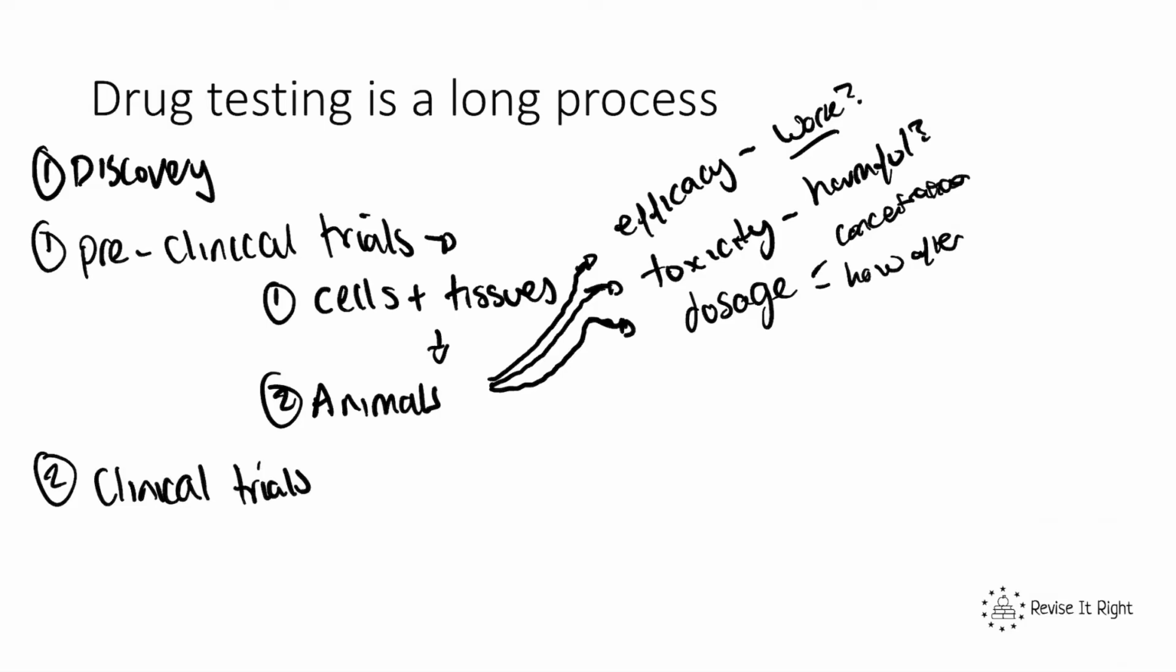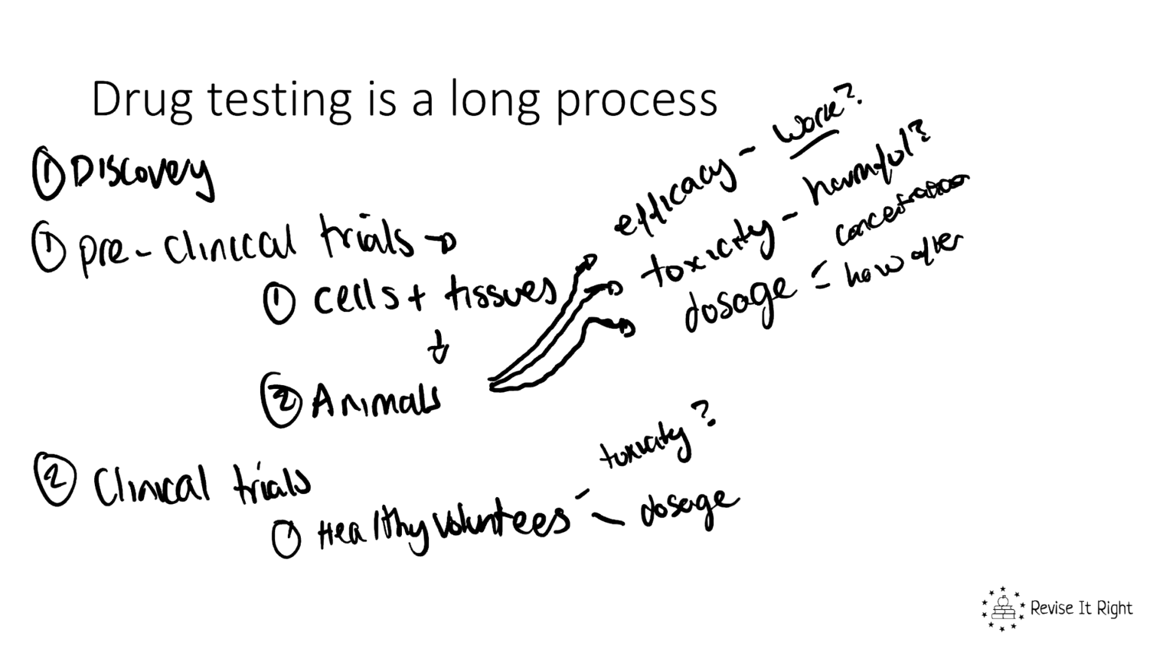And this is the stage where they really start to test on humans. Okay, now stage 1 of the clinical trials is on healthy volunteers. Now really you're testing for two things in healthy volunteers. They're testing for its toxicity, i.e. is it harmful, and they're testing the dosage.